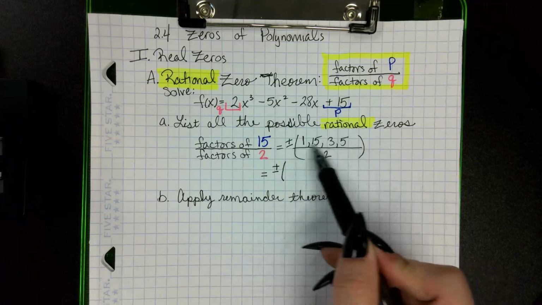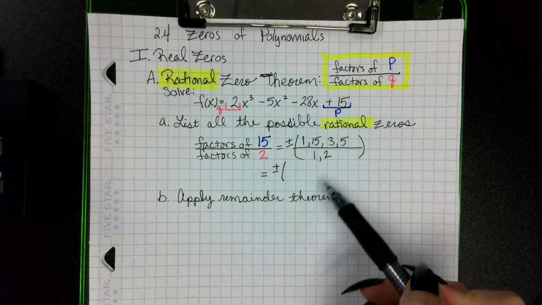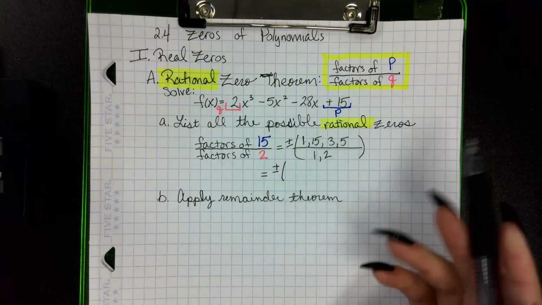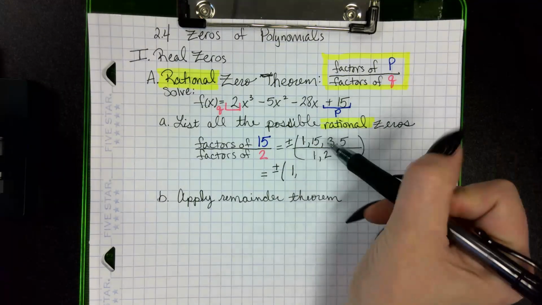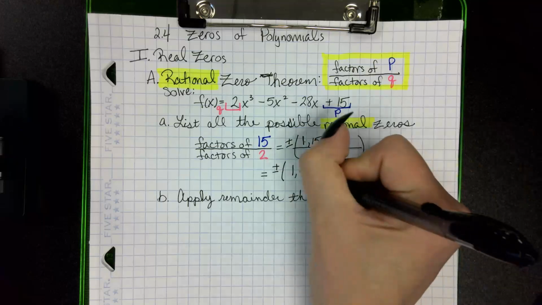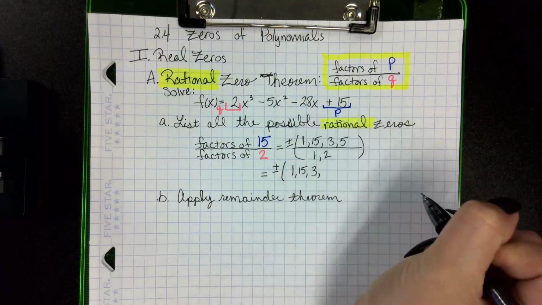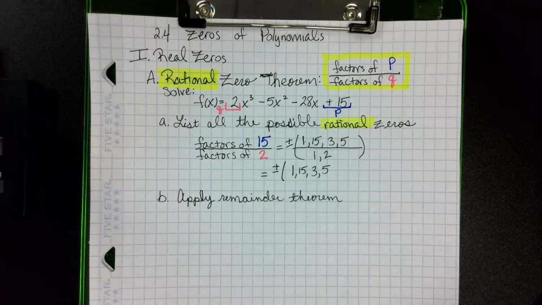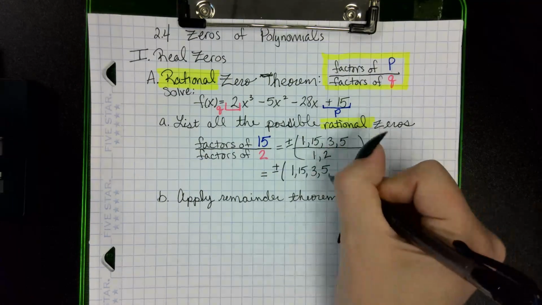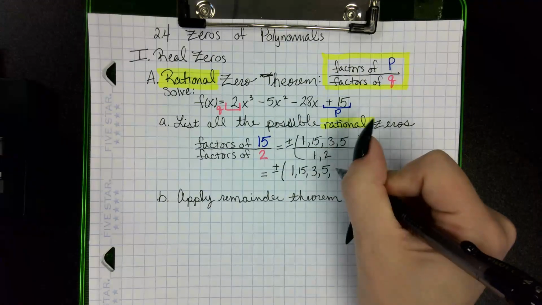So we need to do all of the numerator values over each of the denominator values. So I'm going to do 1 over 1, which is just 1. Then I'm going to do 15 over 1, which is just 15. 3 over 1 is 3. 5 over 1 is 5. So I did all of the numerators over 1. Then I need to do all the numerators over the other number, 2. So 1/2.